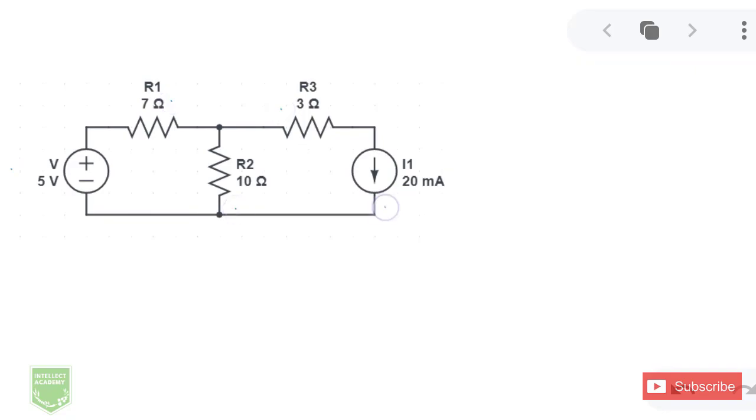For mesh analysis, I've got this circuit here, and I've got 3 resistors, a voltage source, and a current source. First of all, I'm going to identify meshes. So I've got one mesh over here, and this is my other mesh.